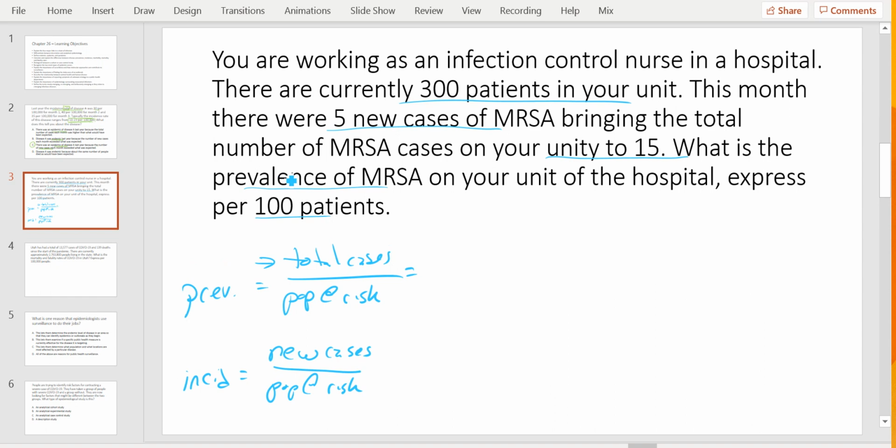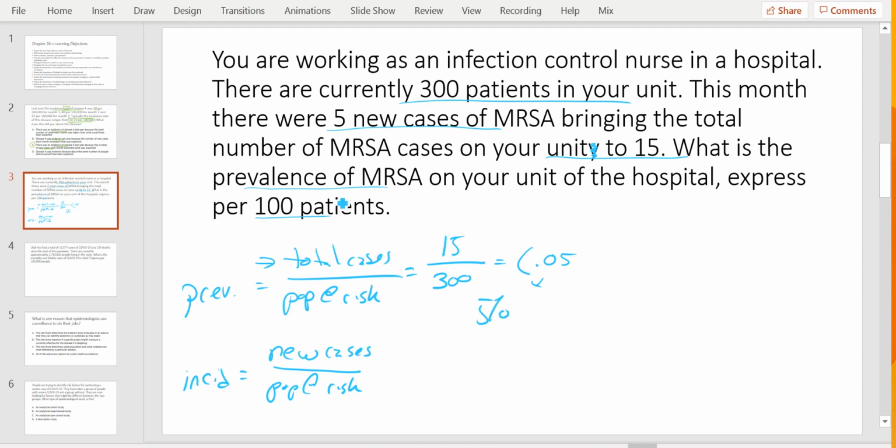Okay. So in this case, our total was 15, and that should say unit. So 15 cases, and our population at risk are the patients on our unit. Okay, we're not asking about what this is in the community or the state, and so our population at risk are those 300 people that are currently in the unit itself. We do that math, we're going to get 0.05 as an answer, where that is the same as 5%. And so our prevalence rate is 5%.